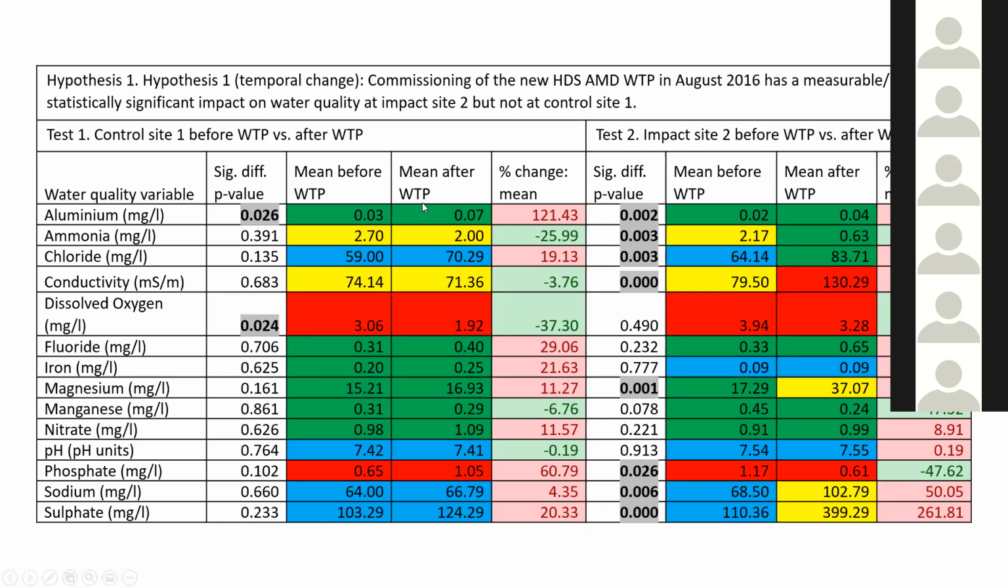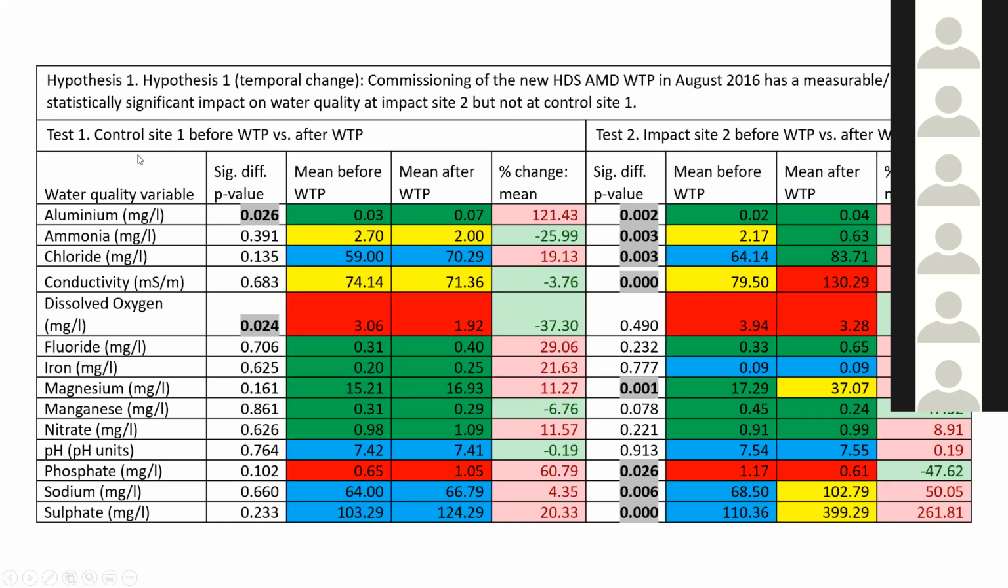The values were still in the acceptable range. And dissolved oxygen at 3.06 milligrams per liter reduced to 1.92, but was remaining in the unacceptable category. All the other water quality parameters did not change in terms of the categories outlined by the Blesbokspruit Forum.